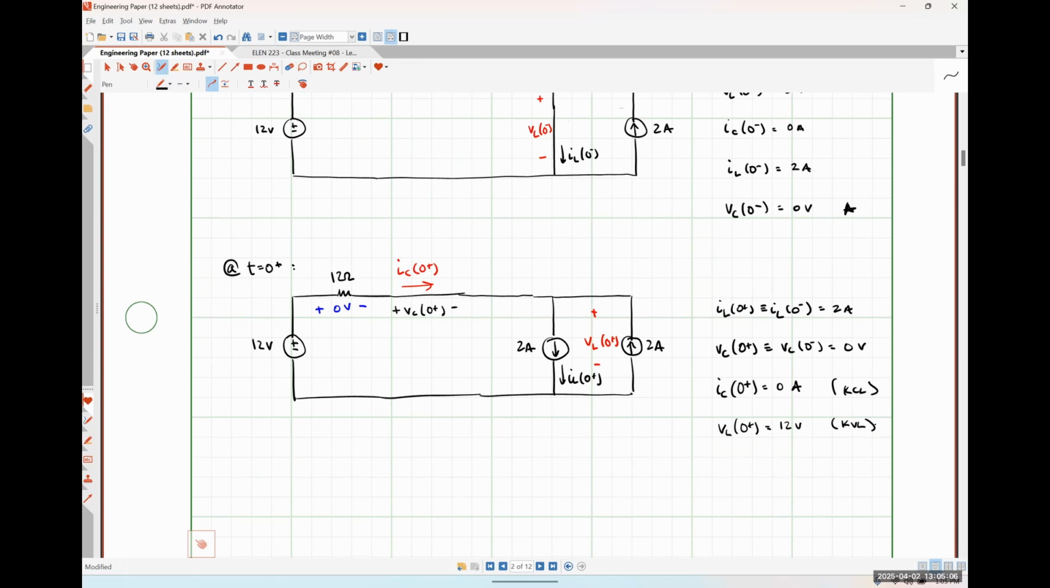So any questions, comments, or concerns about our analysis here at t is equal to 0 plus? I feel much more confident about what we did here than I did in the first step, for what it's worth. So I hope that first step was right.